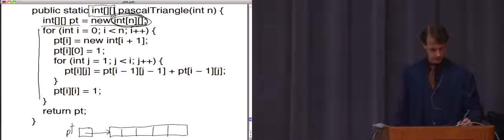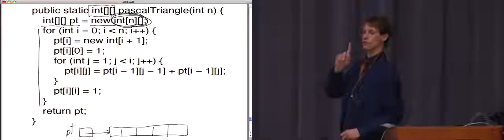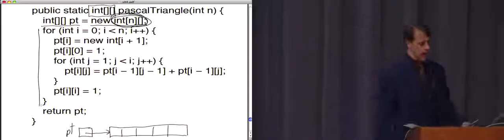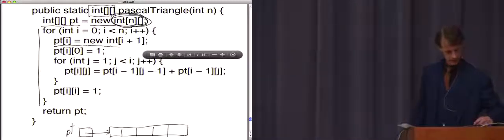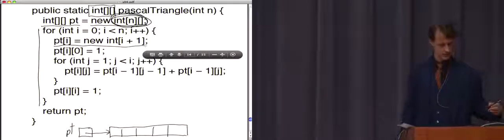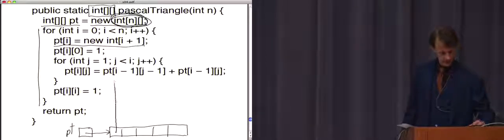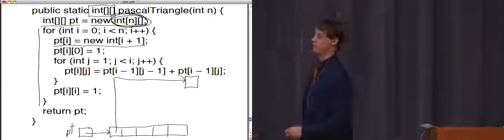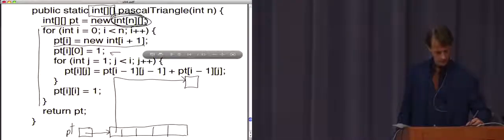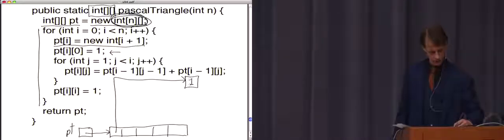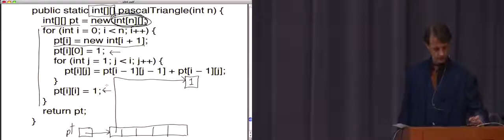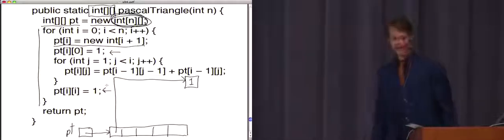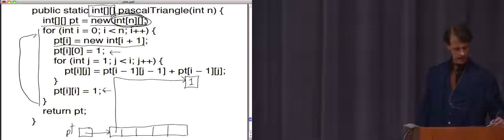So here we've got this loop that loops once for each row of Pascal's triangle. And the first line allocates a new array of ints of the appropriate size. So we're going to allocate an array of length 1 to be the first row of Pascal's triangle. We're going to fill it in with the value 1. And then we're going to iterate back to the top of the loop.